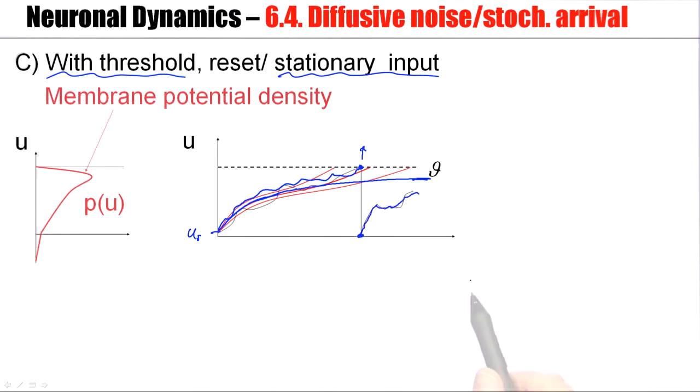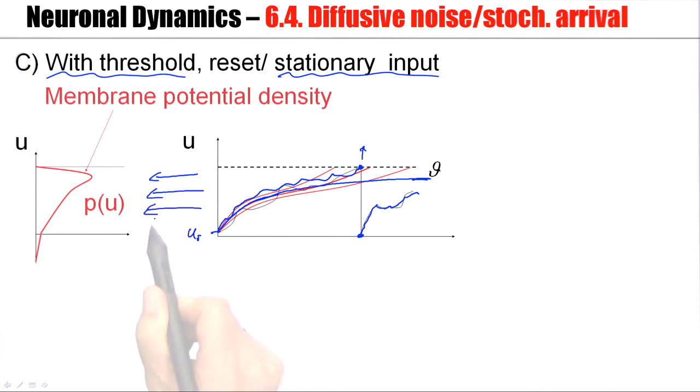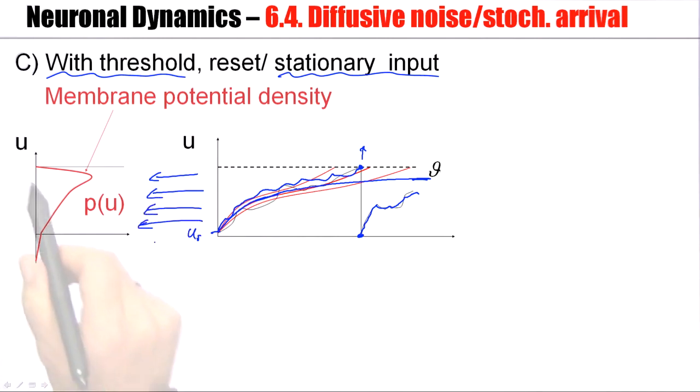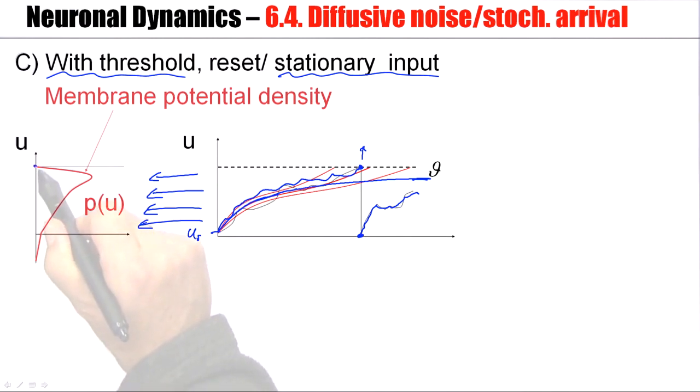starts again. If you go on with a simulation of such a stationary process for a long time, and again we project out all the different voltage values, we find again a membrane potential density. In this case, it's not Gaussian. It cannot be Gaussian. At the threshold, the density for white noise input is always zero.